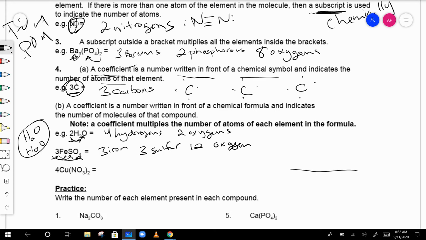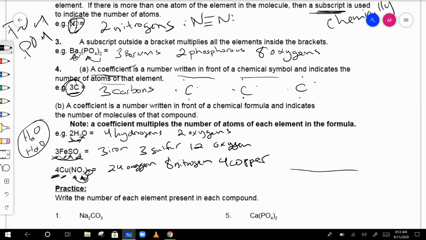This 4 multiplies everything, but you also have this 2, which multiplies everything inside as well. It doesn't matter if you go from left to right or right to left. I typically go from right to left for some reason. So I start here. I said 2 times 3 is 6, times 4 is 24, so 24 oxygen. But again, it doesn't matter which way you do it. 2 times 1 is 2, times 4 is 8, so 8 nitrogen. And then this 2 doesn't count for the copper, which is 4 times Cu, so 4 copper.